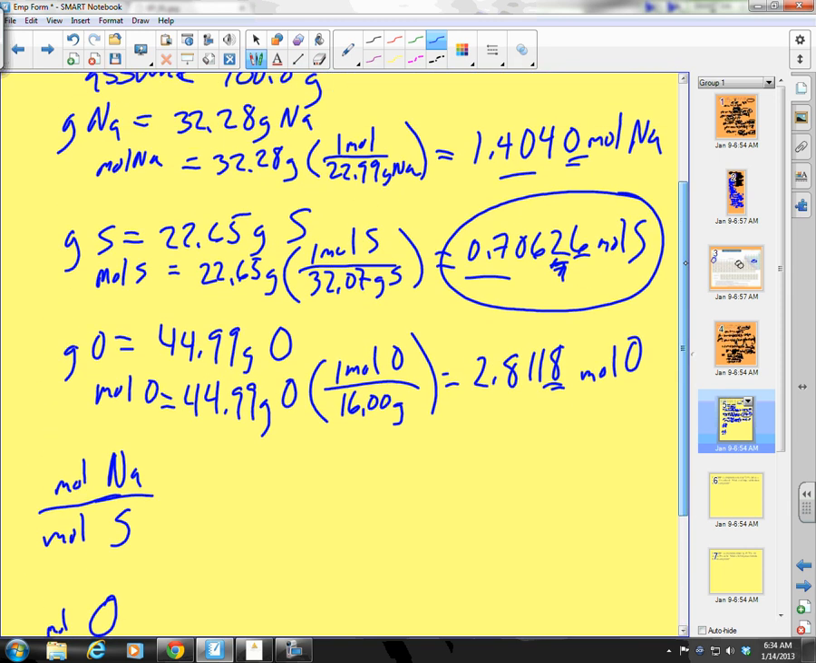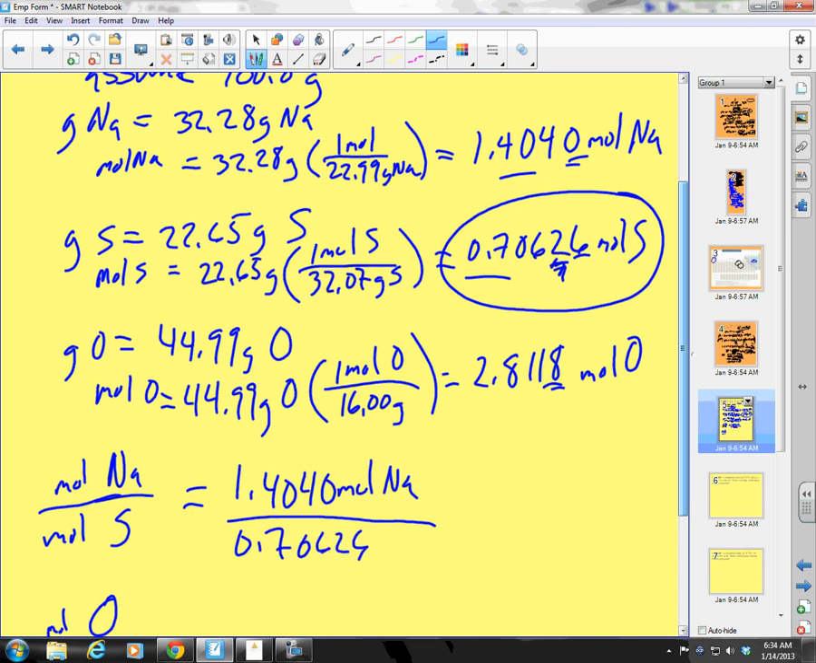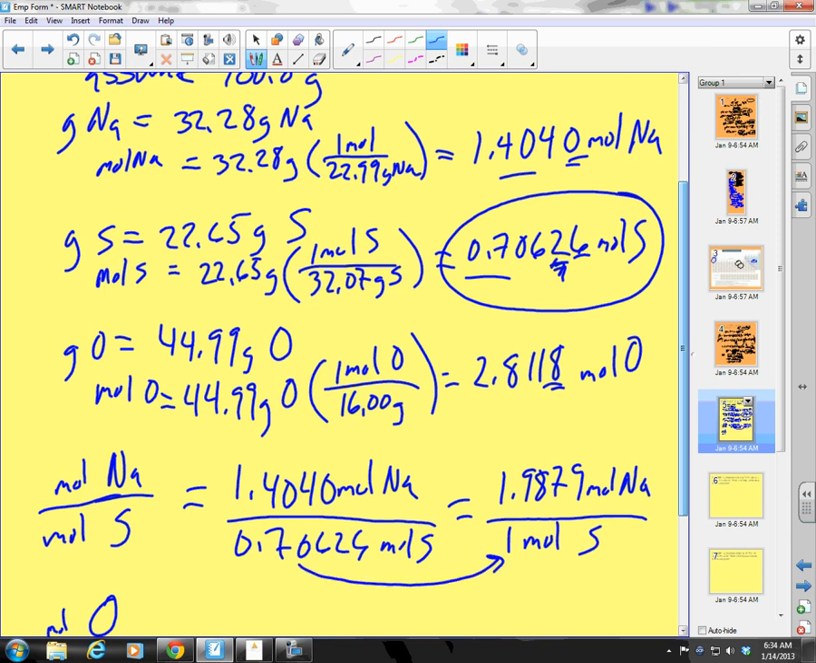Good. So how many moles of sodium do I have? I have 1.4040 moles of sodium over what? 0.70626 moles of sulfur. So when I do that, I take 1.4040 divided by 0.70626, and what do I get? I get 1.9879 moles of sodium, but that is to what? That is per 1 mole of sulfur. When I do this division, that means I'm making it per 1 mole of sulfur.